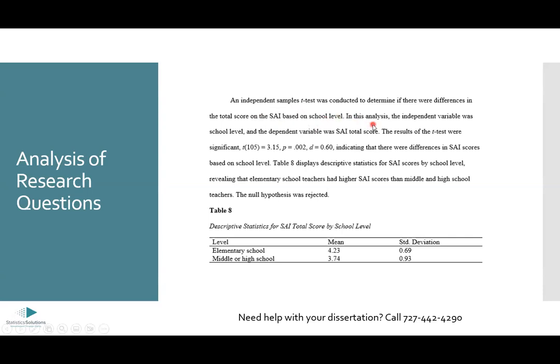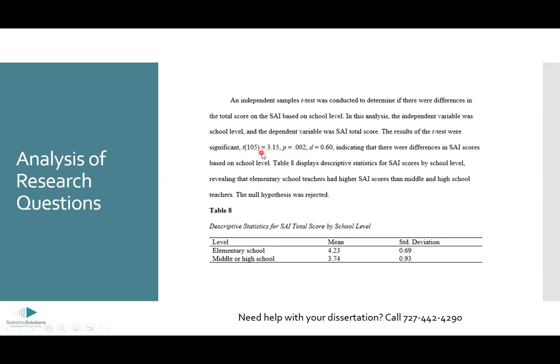So here our independent variable changed. Now it's school level. And our dependent variable remained the same. It's the total score on the SAI. In this case, our results were significant. So our p-value, you'll notice here, is very small. We've got a p-value of 0.002.